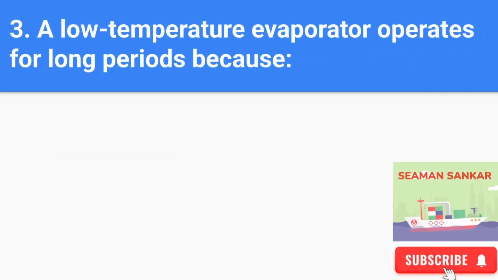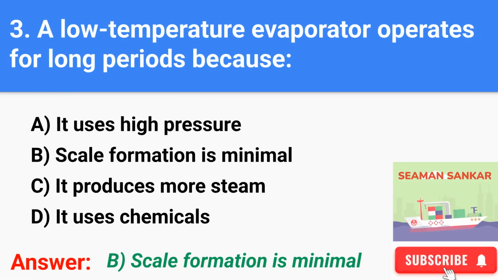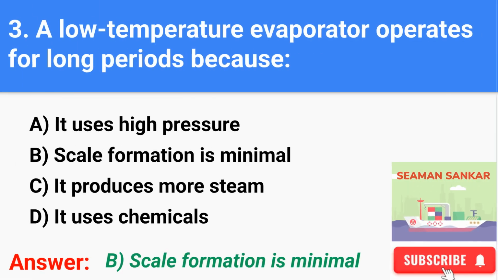Question 3. A low-temperature evaporator operates for long periods because A. It uses high pressure, B. Scale formation is minimal, C. It produces more steam, or D. It uses chemicals. The answer is B. Scale formation is minimal. Lower temperatures reduce the precipitation of scale-forming salt.